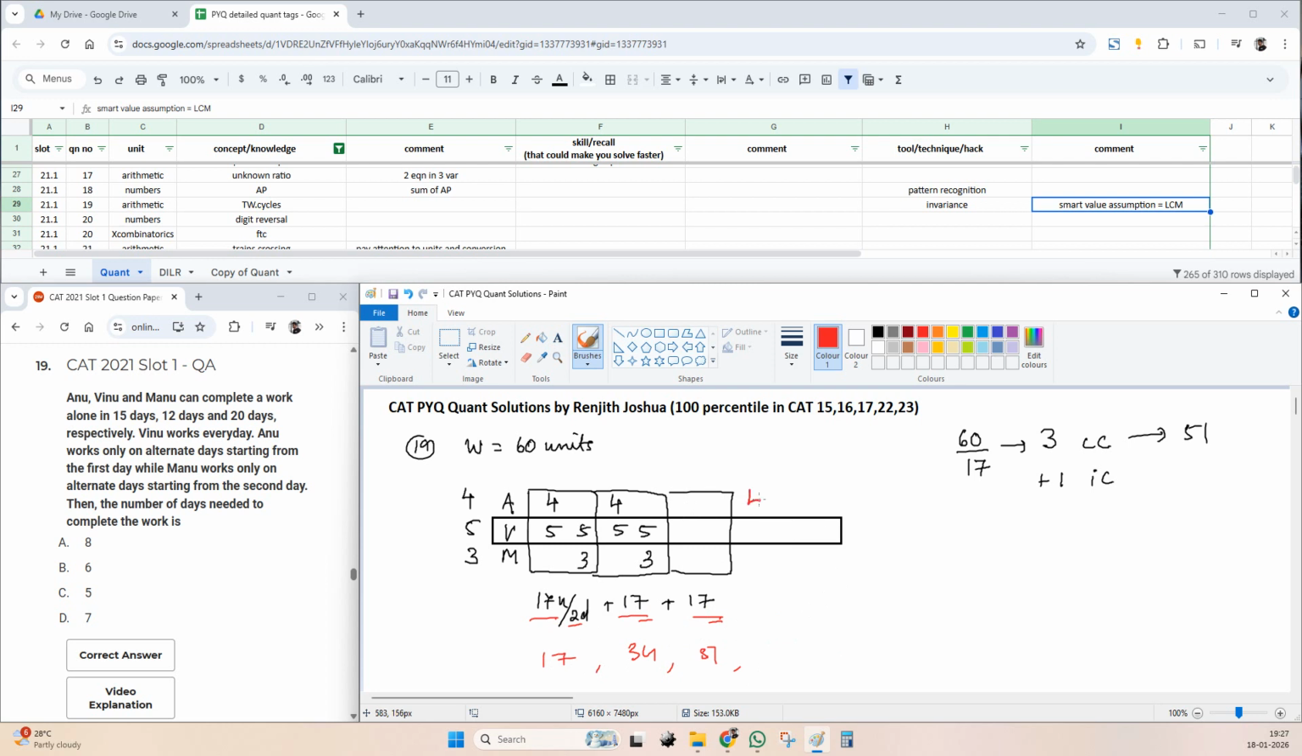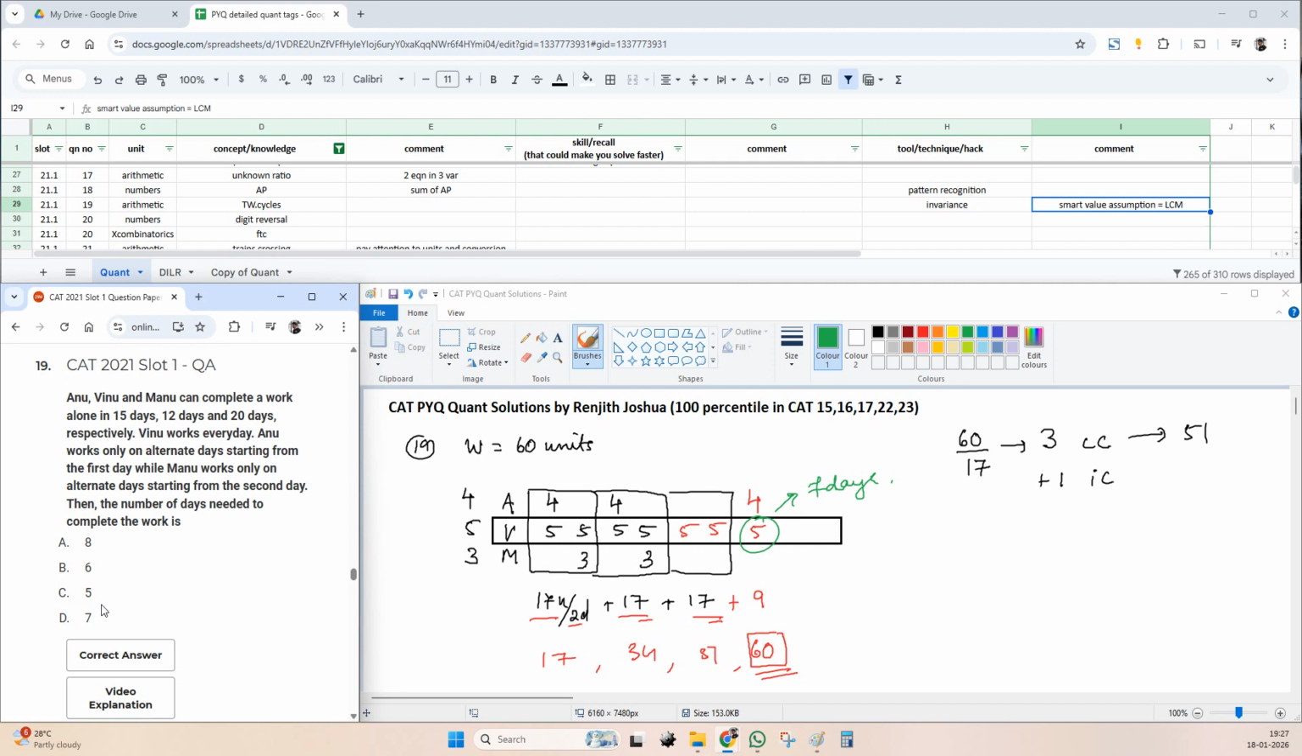The 7th day you do another 4, 5. We start over and restart the cycle. Another 4, 5. That's another 9. Notice that the cumulative at this point is 60 units, which means that the work is complete. How many days has it taken? Notice that it was 7 days, which is the answer.